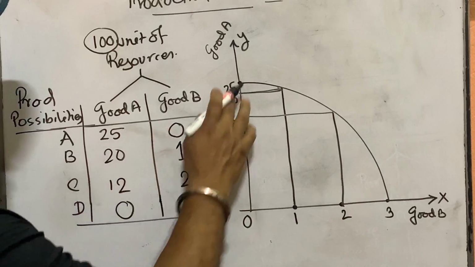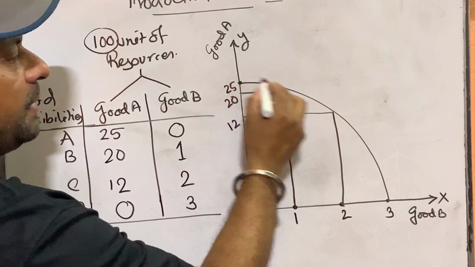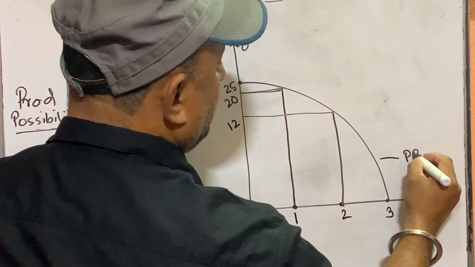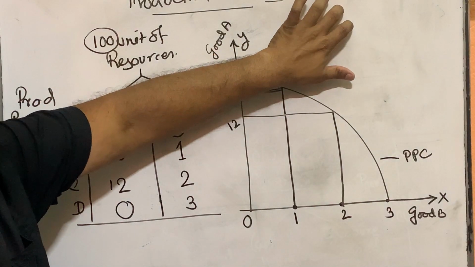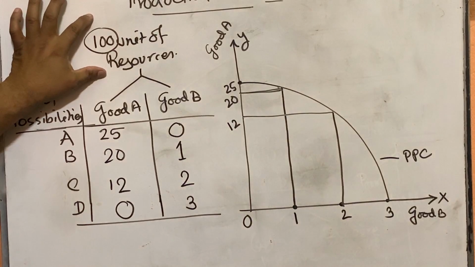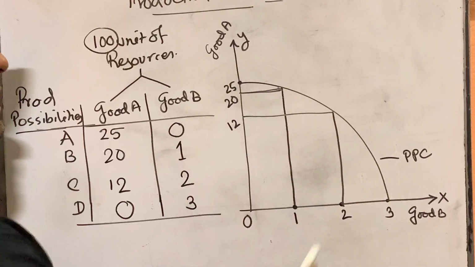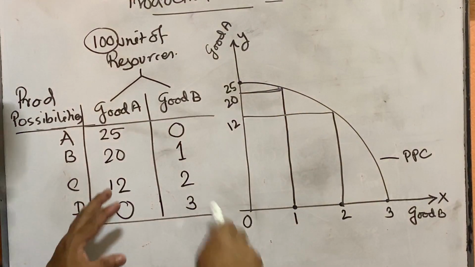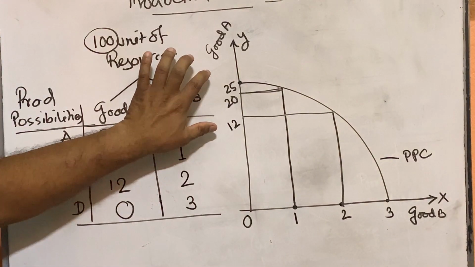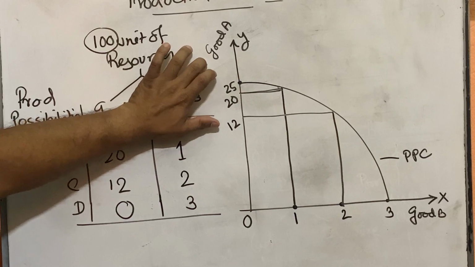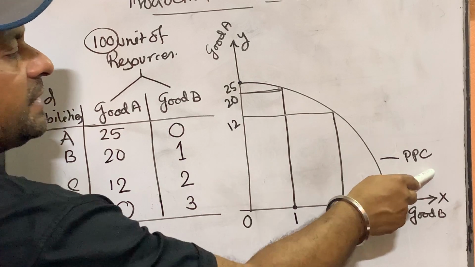Now if we plot the points on the graph paper that way, we will get a concave shape of curve. This concave shape of curve is the production possibility curve. So what does the production possibility curve indicate? PPC indicates, by using our resources, what are the various combinations of two goods we can produce. Generally we can produce various types of commodities, but for simplicity we are taking only two goods, A and B. So by using the resources, what are the various possible combinations of two goods? This is shown by the production possibility curve, that is PPC.